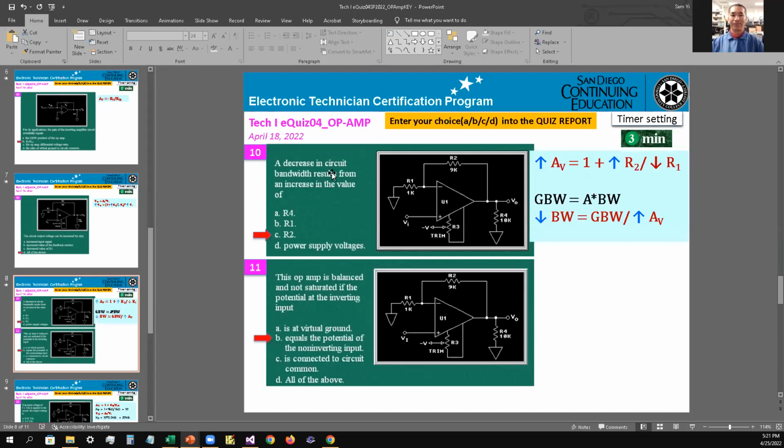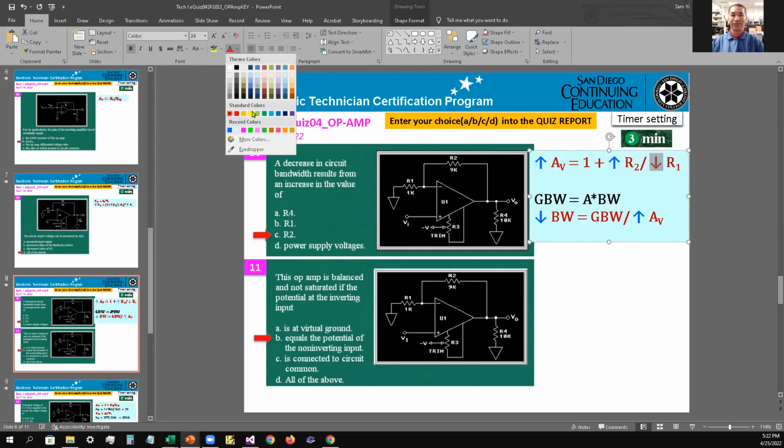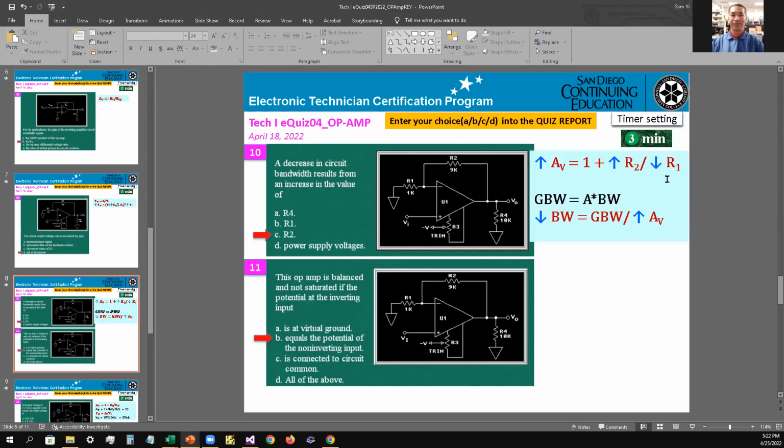Okay, number 10, a decrease in circuit bandwidth results from an increase in value of, okay, so a decrease in bandwidth, therefore it has to be an increase in the gain. So in order to increase the gain, either R2 is increased or R1 is decreased. Let me see if I can put that into blue. Okay. So either one. So they said increase in value, so it has to be increase of R2. So the answer is C as in cat for number 10.